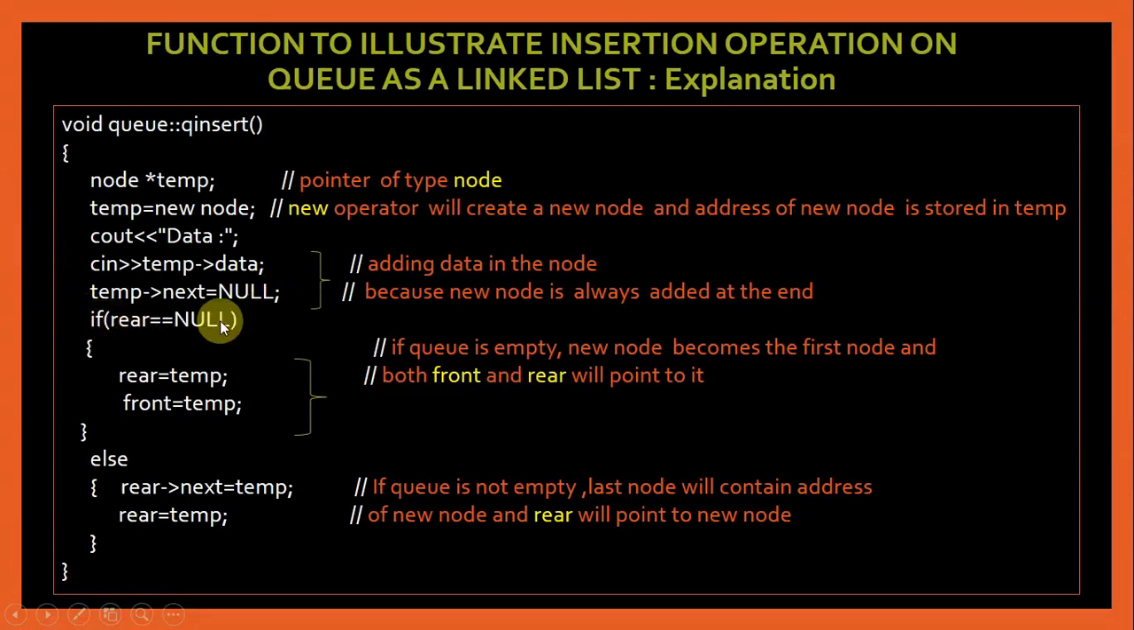Now if rear is equal to null, it indicates that the queue is empty, and in this case this is the first node, and both rear and front become equal to temp. They will point to this node. Otherwise, we will simply store the address of the newly created node in the next of rear, and we will make rear point to the new node by assigning the address stored in temp to rear.